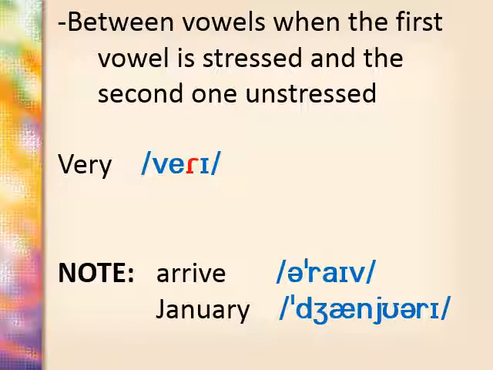Have a look at the word January. Again the R appears between two vowels, but none of them are stressed. So you have two conditions for the flap R between vowels. The first syllable must be stressed and the second one unstressed. If you stress the second one, you don't have flap R. And if none of them are stressed, you don't have flap R.